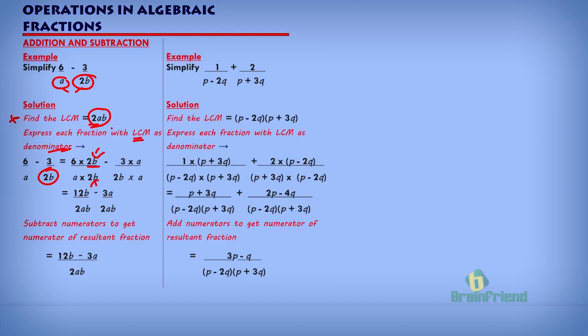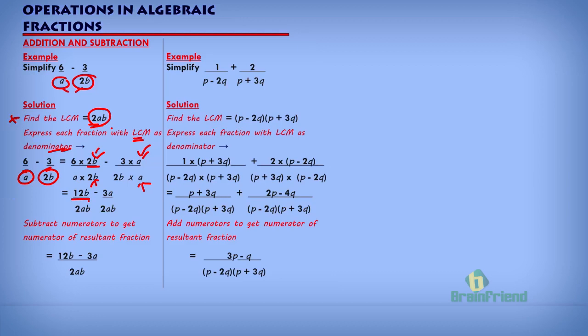Again, on the other side of our fraction also, we multiply 3 over 2b times the denominator of the other fraction, a, top and bottom. So we have 3 over 2b times a over a, which gives us 3 times a all over 2b times a. All right? So we have, in this case, 6 times 2b gives us 12b.